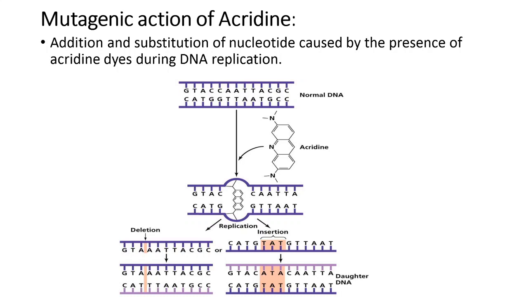And this is a diagrammatic representation showing the mutagenic action of acridine: addition and deletion of nucleotides caused by the presence of acridine dyes during DNA replication. You can see a normal DNA strand here, and if there is acridine in the medium, it can intercalate in between the base pairs, and during replication, two types of changes we can expect: either deletion of a base pair or insertion of bases. And therefore, it is reflected in the daughter DNA.